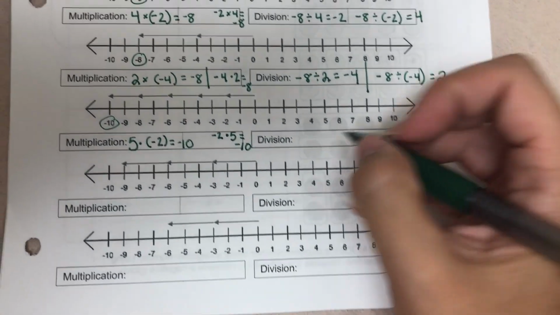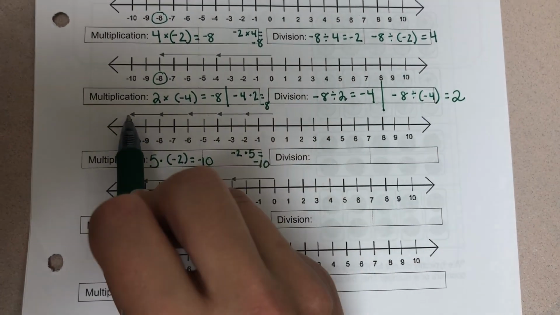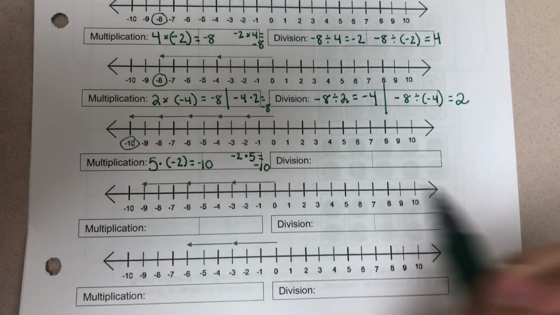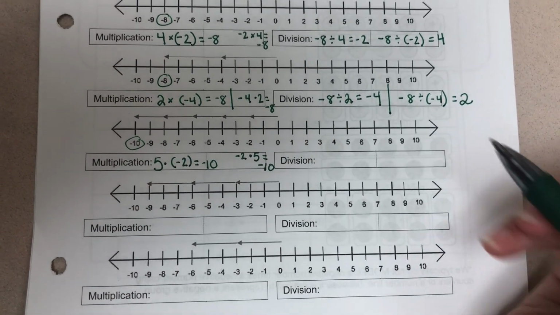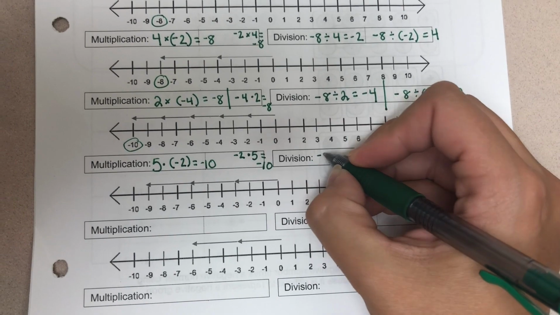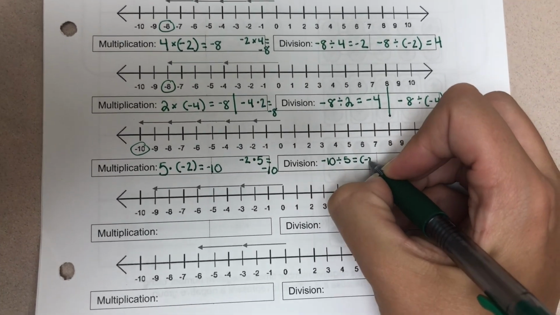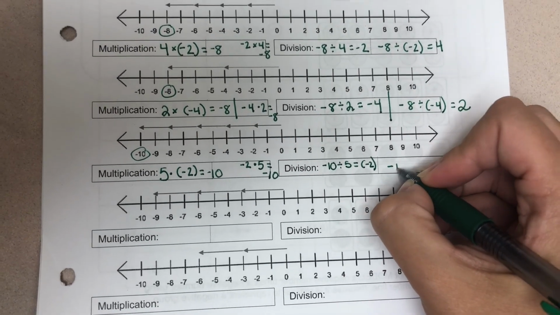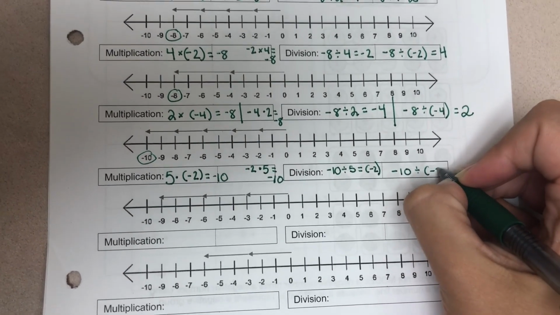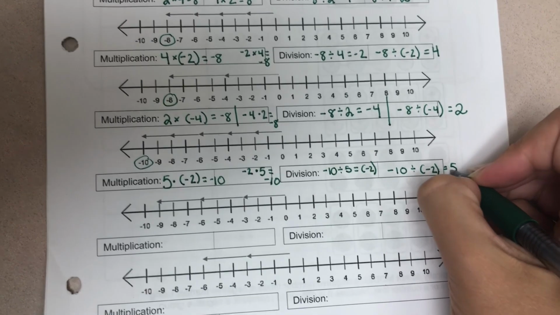And I'll rewrite those division fact families. Now normally, again, division starts out and works its way in, but for the sake of saving paper, we're going to just use the same image. So we can also say that negative 10 divided by positive 5 equals negative 2. We can also say that negative 10 divided by negative 2 equals positive 5.